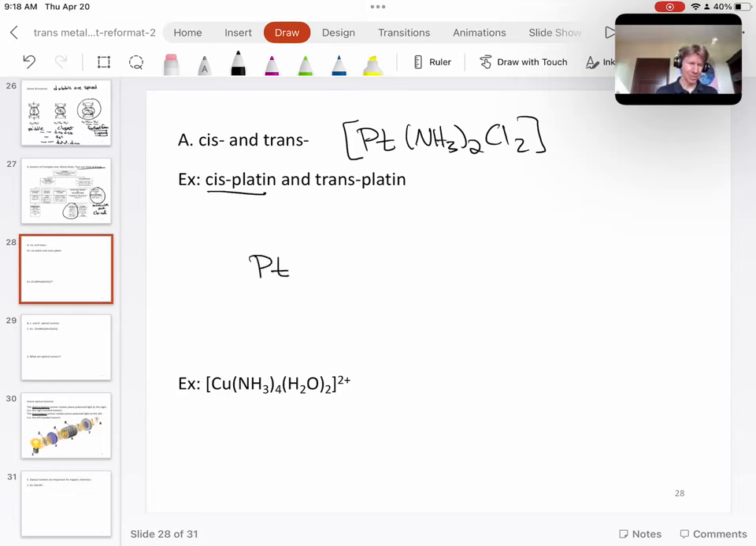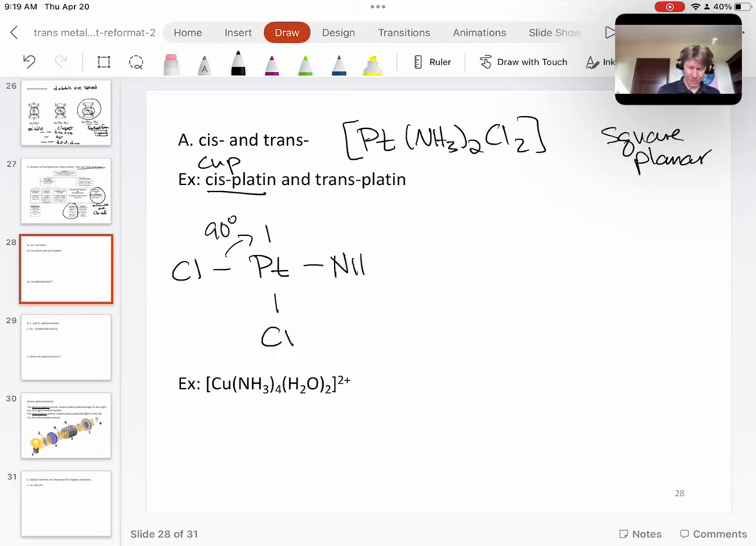That's going to have Pt in the middle. And cis means, depending upon who you talk to, cup, or it can mnemonically, as a way of remembering it, mean cup. Or cis means close to, I think. I'll have to look that up, but that's how I remember it anyway. And when you put the four, okay, this is square planar, which means there's going to be four positions, all at 90 degrees to each other. And we're going to have two of the chlorines next to each other and two of the ammonias next to each other. This is this.